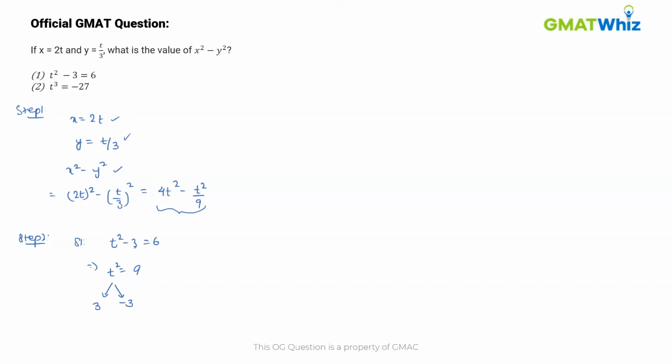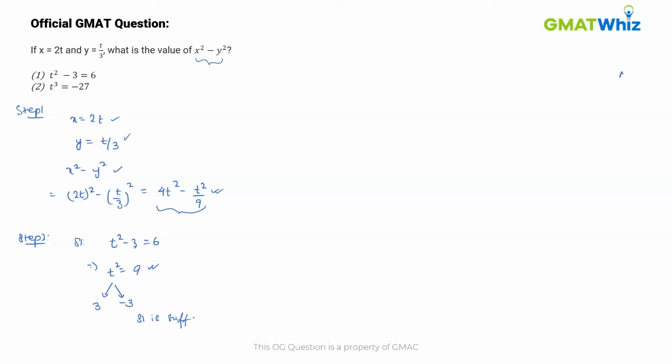But remember, the question asks for the value of x squared minus y squared, which we had simplified, and the simplified expression was 4t squared minus t squared by 9. So we are not concerned with the value of t, we just need the value of t squared. It is clear that if we substitute the value of t squared as 9 in the simplified expression from step 1, we can easily get an answer. This is one of the mistakes you can avoid by writing down all the information the question gives and simplifying the given expression. From this we can conclude that statement 1 is sufficient.